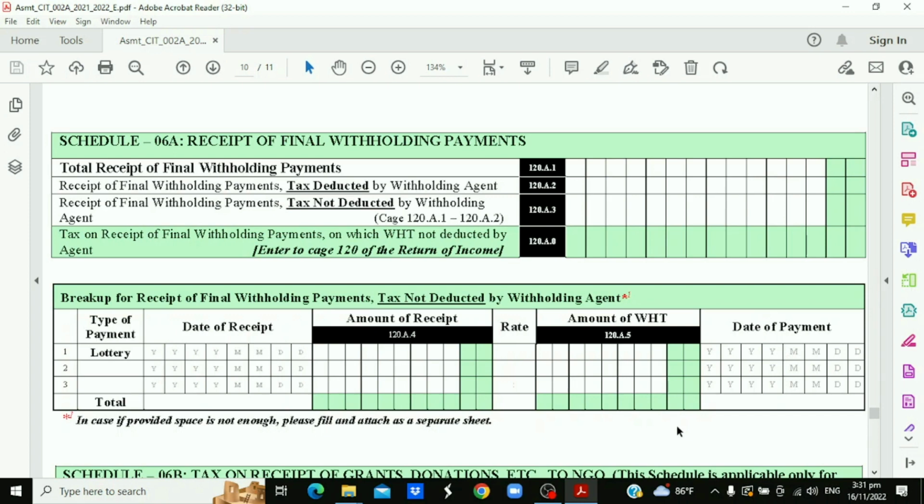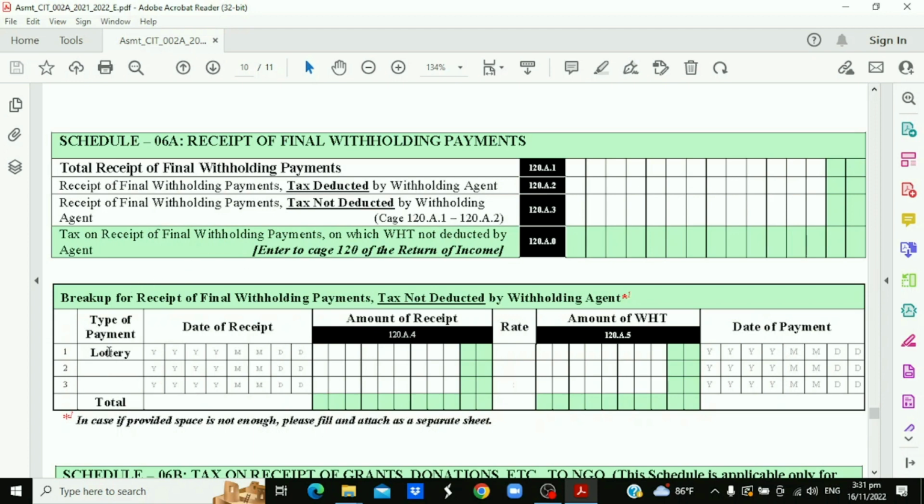Then just think, right, this particular entity would receive the lottery, and they have to complete this 6A table. Then this lottery would be received either after deducting the withholding tax or before deducting the withholding tax. If they receive it after deducting the withholding tax, there won't be any further tax to be paid. They only need to enter the value here for case number 120.a.2.